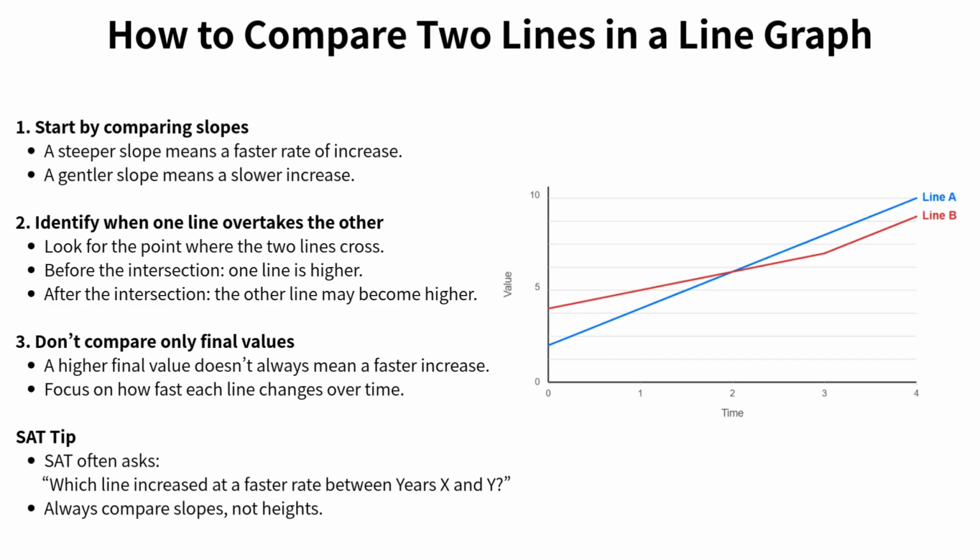So when you're comparing two lines, always focus on the slopes, not just the final numbers, and pay attention to where the lines cross. SAT questions often ask, which line increased more rapidly between years 1 and 3? And the answer will always depend on the steepness of the slope in that interval.